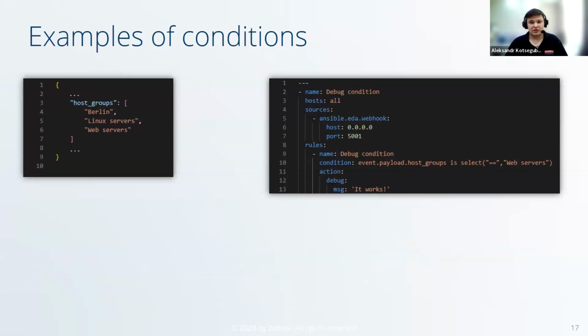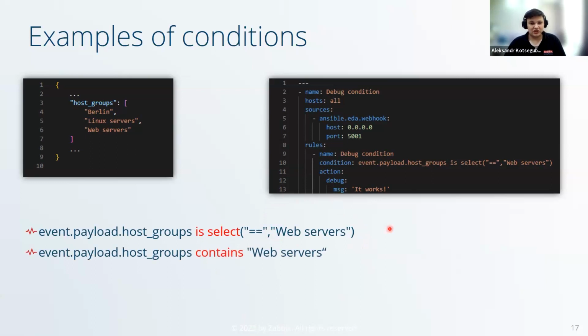And now we will see examples with other fields from the received data. It's host group. It's a list, and we can check that this host is linked with the necessary Zabbix host groups. We can use the construction is select and check that one of the values equals web servers. You can see this example on the right screenshot in the 10th line. And the second example, but to be honest with the same point, we need to check that host group contains the value web servers.